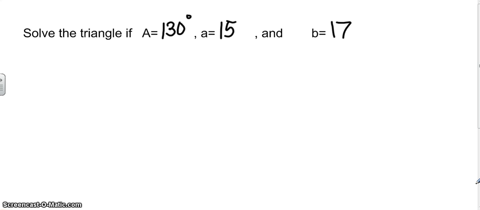We'll start with this one. We're going to solve a triangle. Angle A is 130 degrees, side A is 24, and B is 17. So I'm going to make a picture of this.